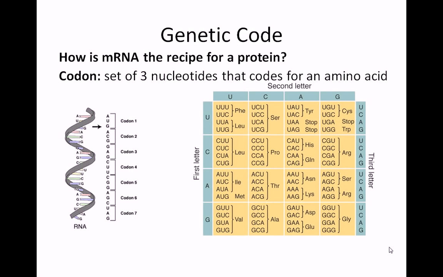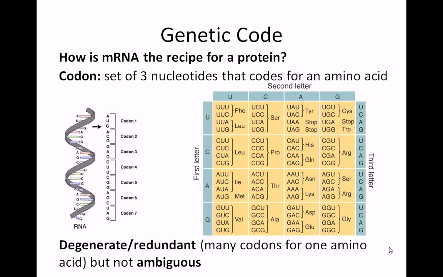The correspondence between codon and amino acids is the genetic code. The genetic code is degenerate, or redundant, because multiple codons can code for a single amino acid. However, it is not ambiguous because a single codon does not code for multiple amino acids.